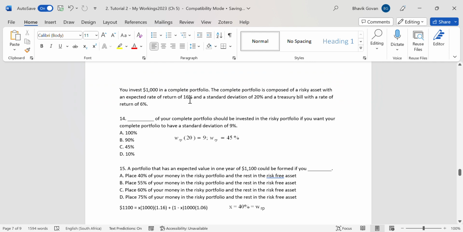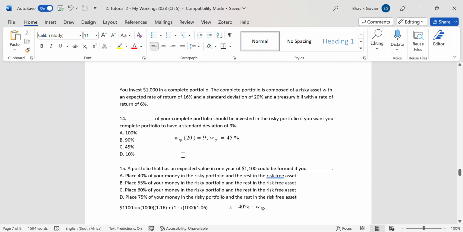You invest $1,000 in a complete portfolio. The complete portfolio is composed of a risky asset with an expected rate of return of 16%, standard deviation of 20%, and a T-bill with a rate of return of 6%. What percentage of your complete portfolio would be invested in the risky portfolio if you want your complete portfolio to have a standard deviation of 9%?